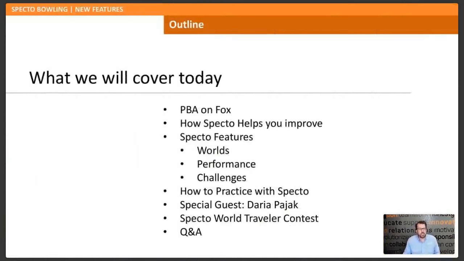All right, so what we're going to cover today is we're going to briefly touch on what we're doing with Specto, the PBA tour on Fox, and the ways that Specto can help you improve. The new updated software has three major modules. We're calling it Specto Worlds, Specto Performance, and Specto Challenges. Prior to this most recent update, everything that Specto was in the mobile application was all Specto Performance. So the two large improvements are the Specto Worlds and Challenges, and we're going to show you the new improvements there. We've got some suggestions on ways to practice with Specto. This is things that we've observed and some feedback we've gathered from some high-level bowlers, some mid-level bowlers. And then, as I said, we've got a special guest at the end, Daria. She's going to announce a Specto World Traveler contest. And then very last, we'll have our question and answer session.